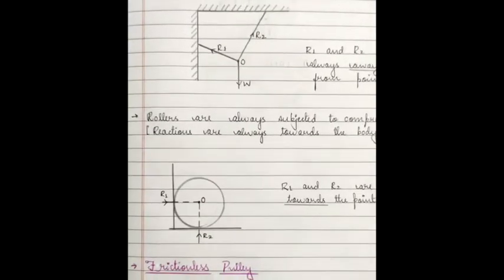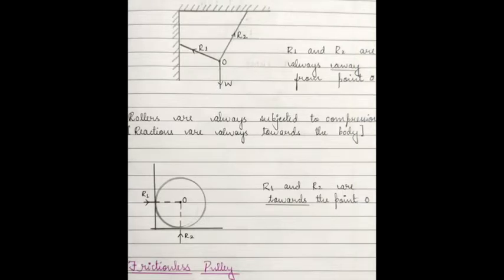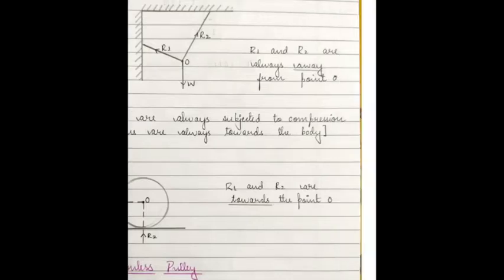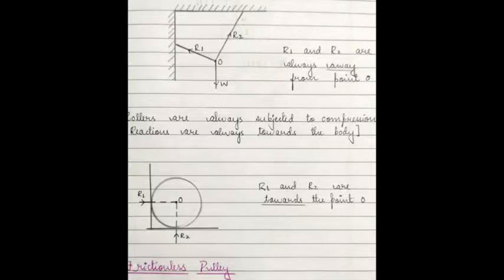You can see that strings, wires, and ropes are always subjected to tension. Tension is nothing but the reaction moving away from the body. It is not towards the body. The arrow marks you can see there, R1 and R2, are always away from the point O because it is a wire connected to the two sides of the wall. Therefore, R1 is outwards, R2 is also outwards from the point O, and the weight of the body will always be downwards. So when you see a wire, rope, or string, whatever you call it in the problem, the reaction arrow is outwards.